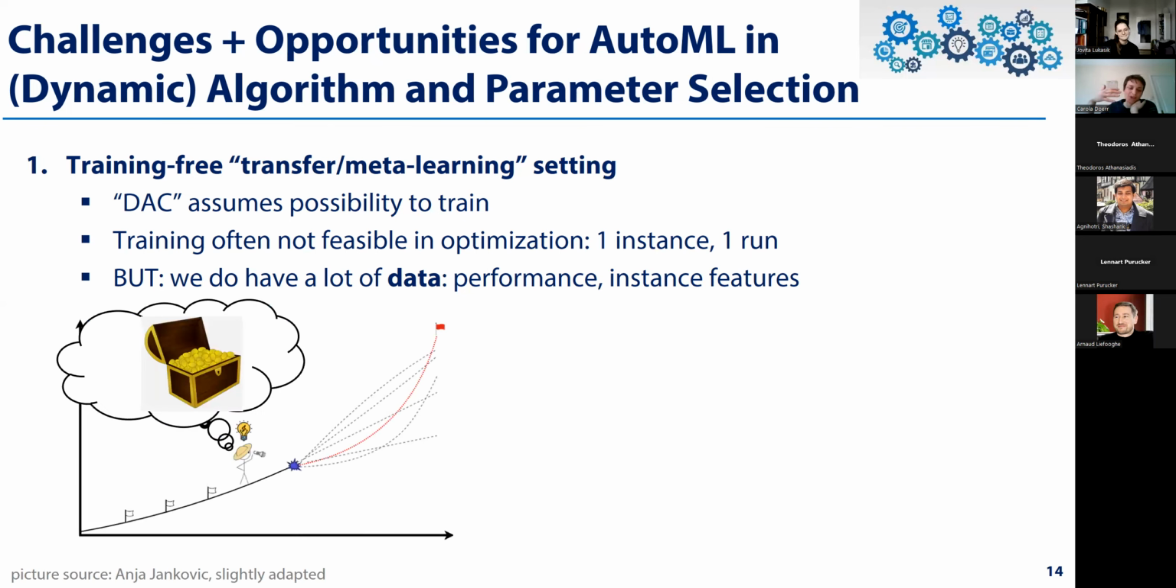So what I think would be the holy grail is a combination of the two approaches. I like this picture, so thanks Anja for providing it. We are optimizing a problem, say, and we are getting better and better over time. Then maybe we're at this point, and we ask ourselves, okay, how should we continue? Which configuration should I use, or which algorithm should I choose? This one, or this one?